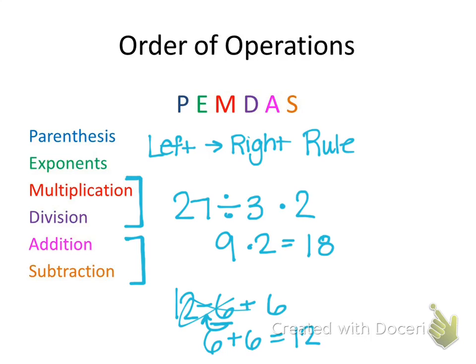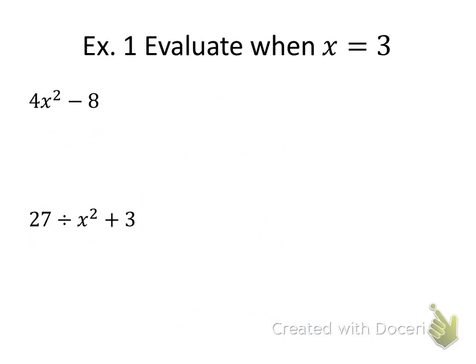All right, so let's do this first example here then. What they want me to do is plug in 3 for x, and they want me to use order of operations to solve these problems. So I'm going to have 4 times 3 squared minus 8. 4 times 3 squared minus 8.